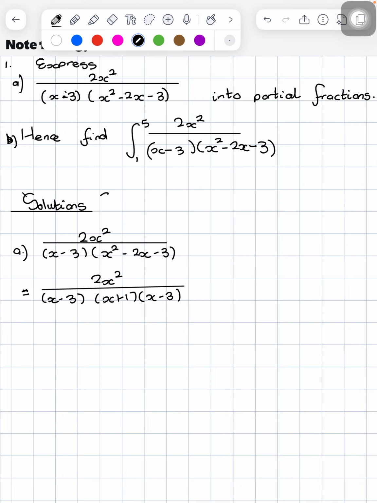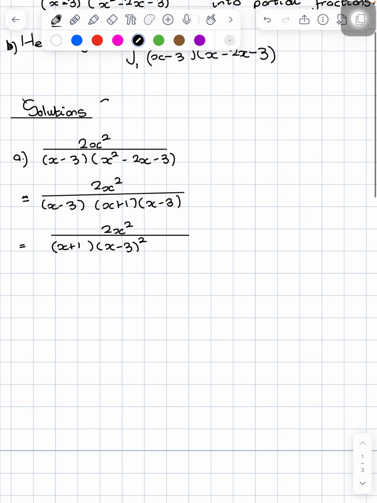Then we can express this in this form as 2x squared over x plus 1, x minus 3 squared. So x minus 3 squared is what we call a what? A repeated factor. So when you're partializing repeated factors, this is what you do. For x plus 1, I'm going to treat it as it is. Remember, if your factor is a linear function, the numerator is just going to have a constant, right?